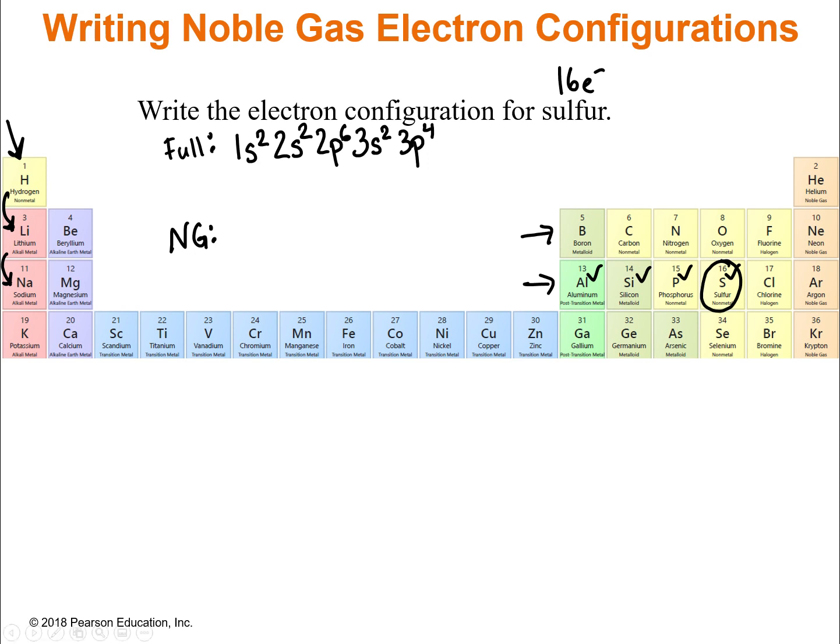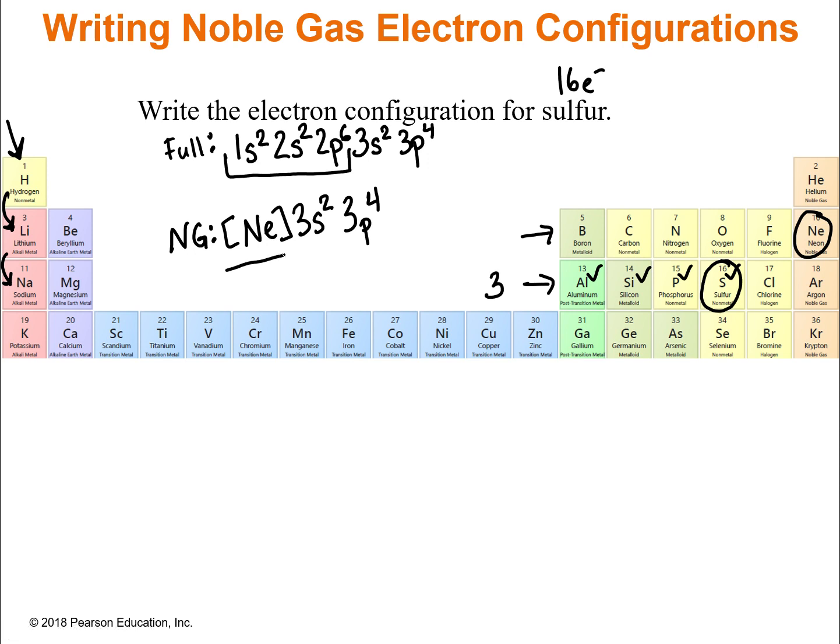For the noble gas configuration, we're going to take note of which period we're in. We're still in period 3. So that means we're going to look at the noble gas in period 2. So our core is neon. Notice it's still the same. Then we just have to figure out what's between neon and sulfur. And that is 3s2, 3p4.